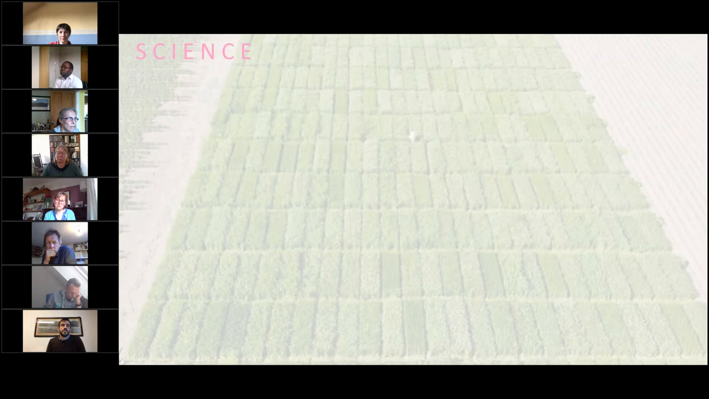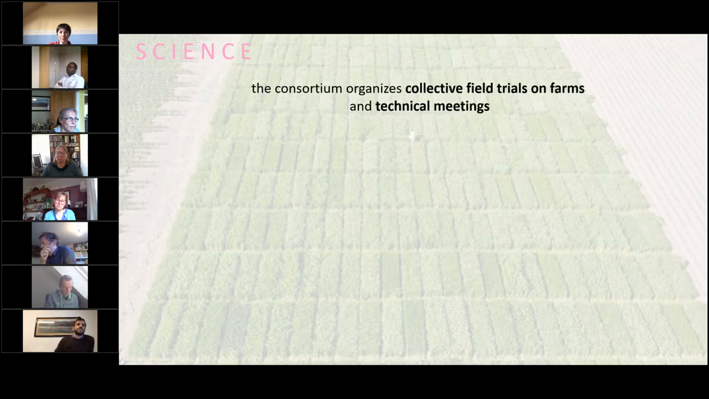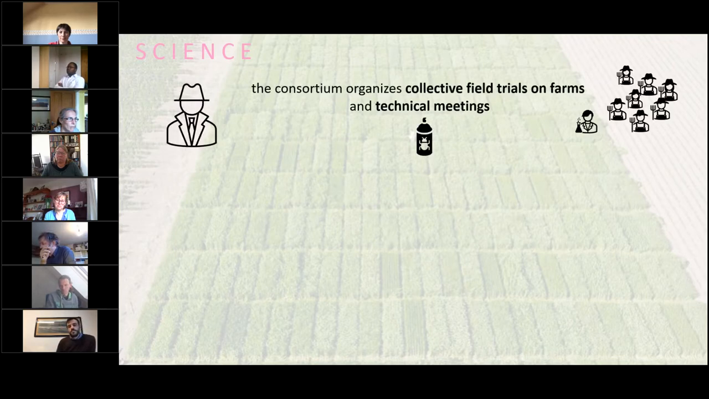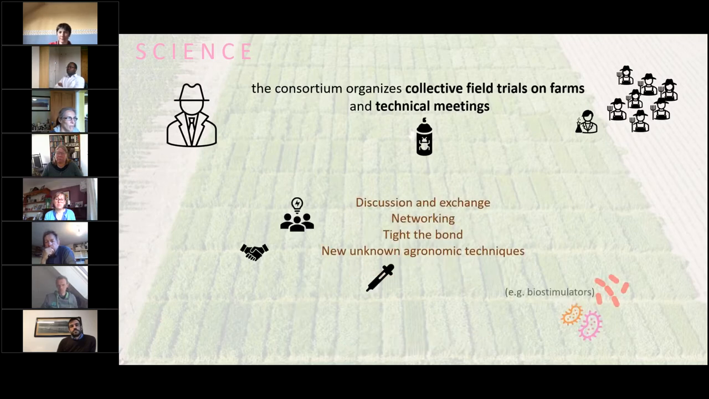From a scientific point of view, the consortium has a constant activity. Sometimes they organize collective field trials on the farms and technical meetings with input suppliers. This has the objective to trigger discussion and exchange between the network members, enhance their networking capacity, tie their bond, and also try unknown techniques.